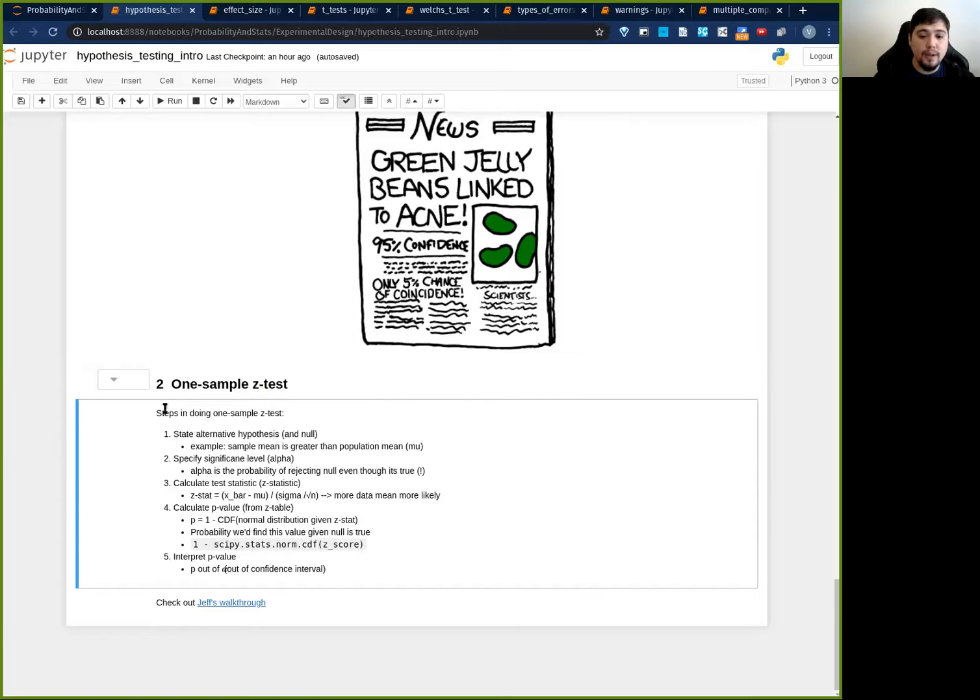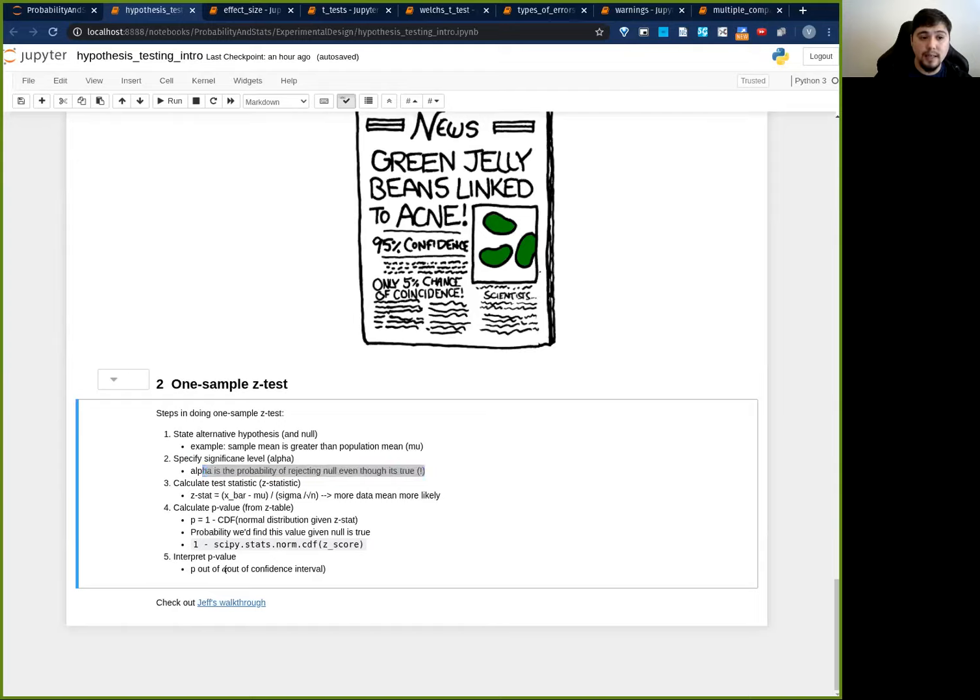So we have steps in doing this z-test. Step 1, state the alternative hypothesis and the null hypothesis. In this case, the sample mean is greater than the population mean mu. Okay, that's what you do. Step 1, state your hypotheses. Step 2, specify the significance level, alpha. Alpha is the probability of rejecting the null hypothesis even though it's true.